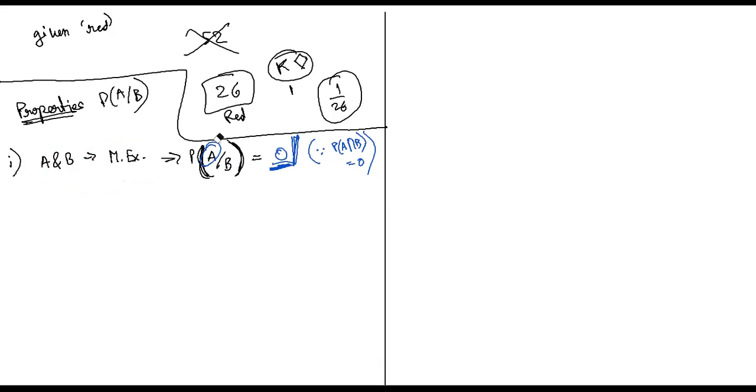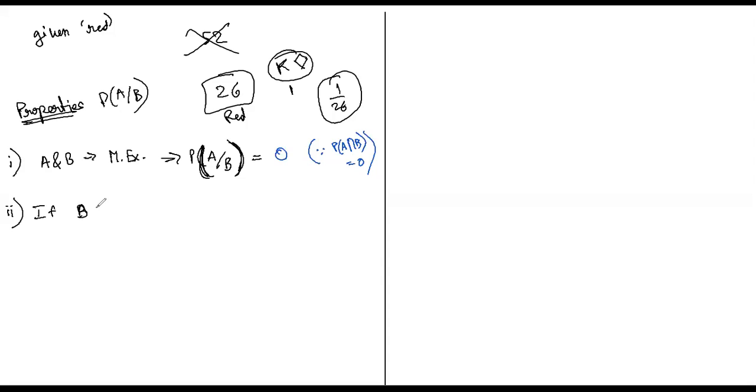ठीक है. Second property: if B is a subset of A, then, ये अभी तक हम दिखाया, what is the probability of A given B?